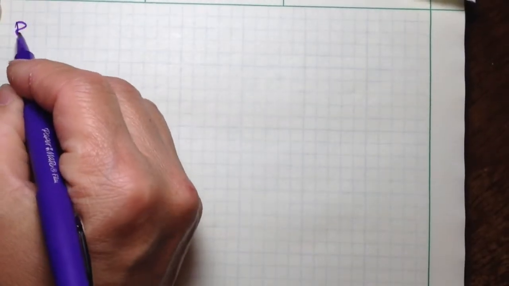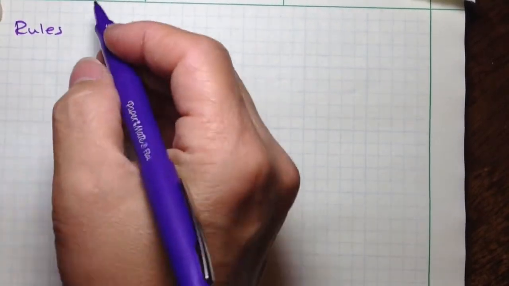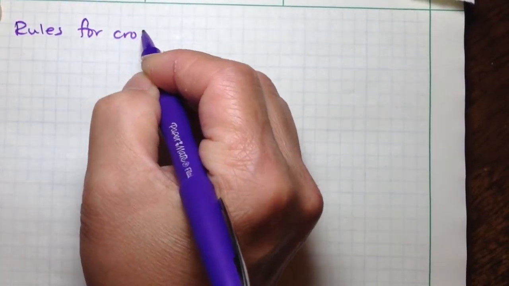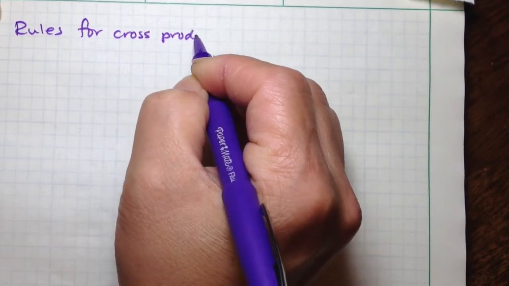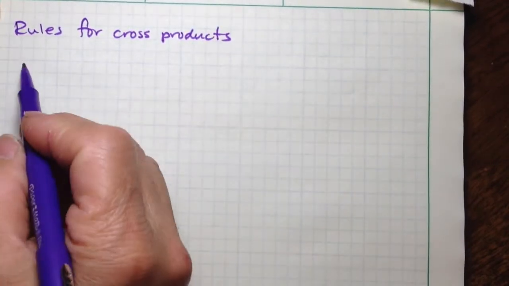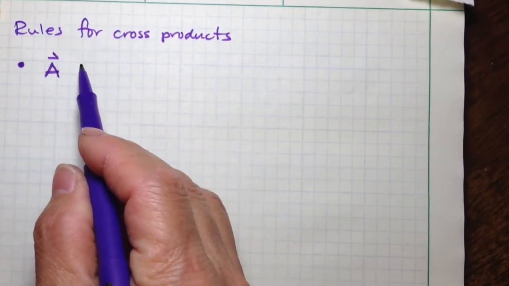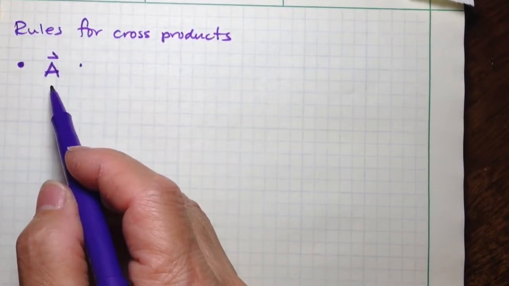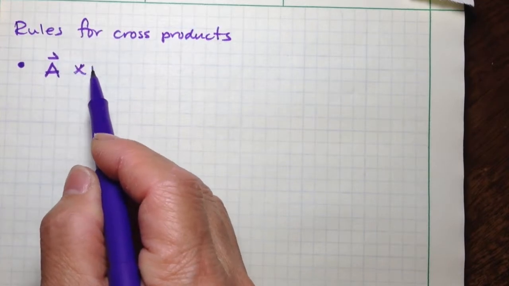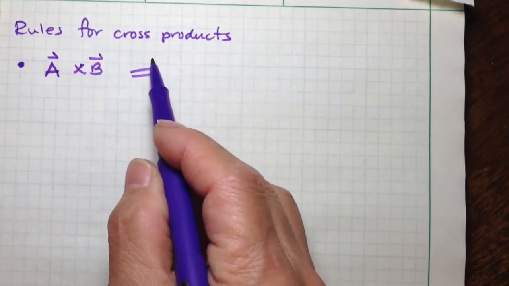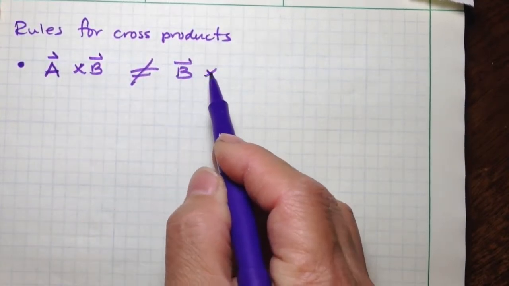Here are some rules that we need to be aware of for cross products. So the order does make a difference. A cross B does not equal B cross A.